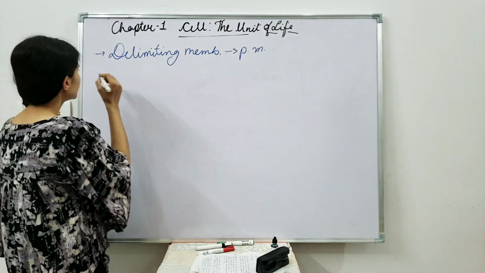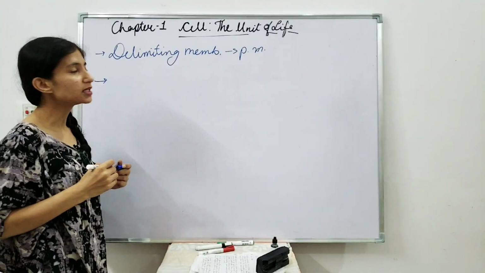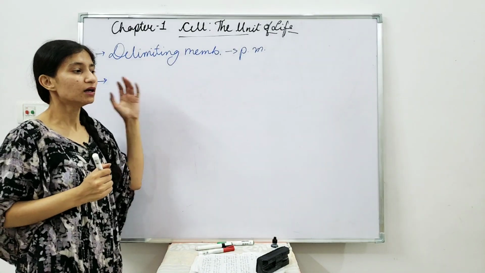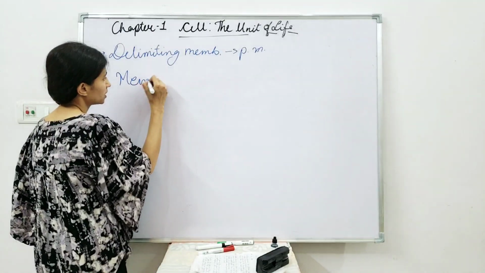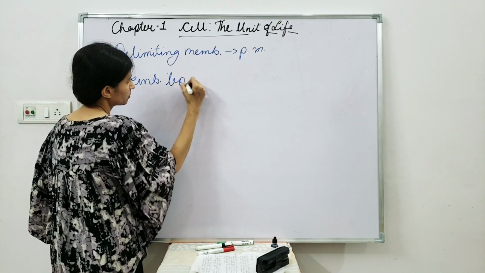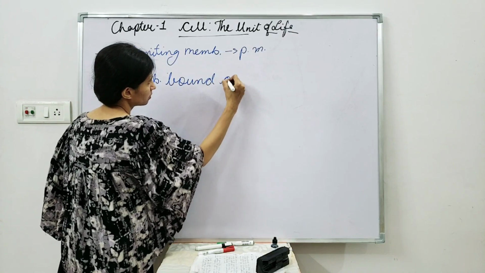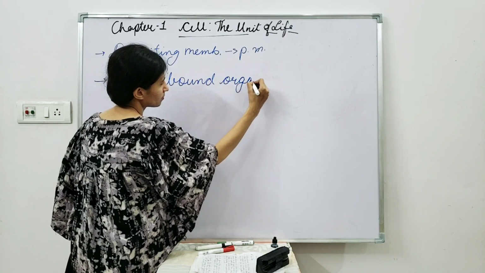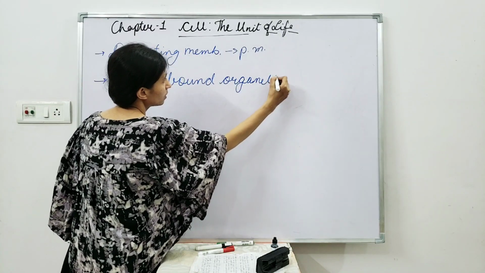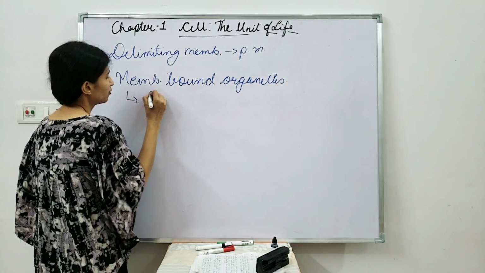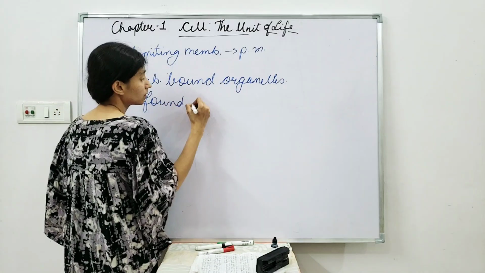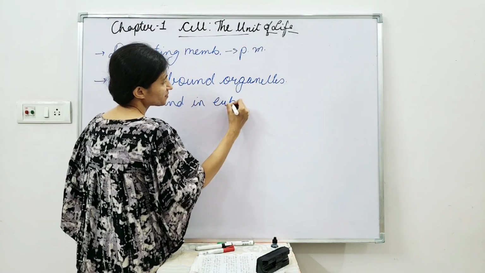Other than this, there are other things which exist inside the cell. There are certain membrane bound organelles being found. Okay. These membrane bound organelles are actually found in eukaryotes only.